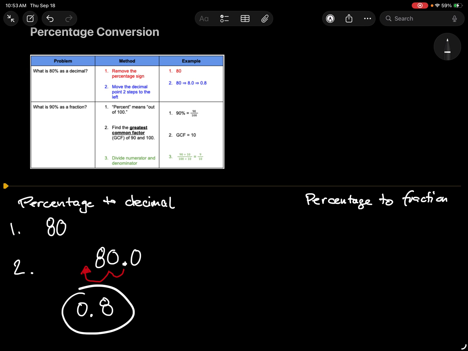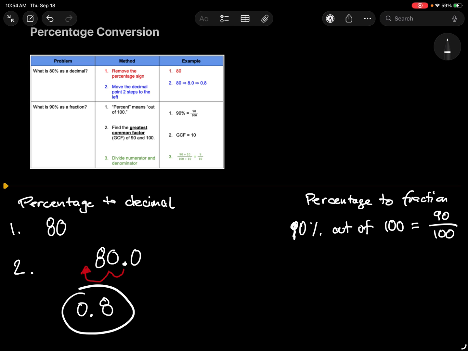Percentage to fraction. So percent means out of 100, okay? And our problem here is, what is 90% as a fraction? So 90% is 90 out of 100. And so we create a fraction, 90 out of 100, okay? So the number that we're trying to convert goes into the numerator, and 100 will always go into the denominator. So that's how it works.